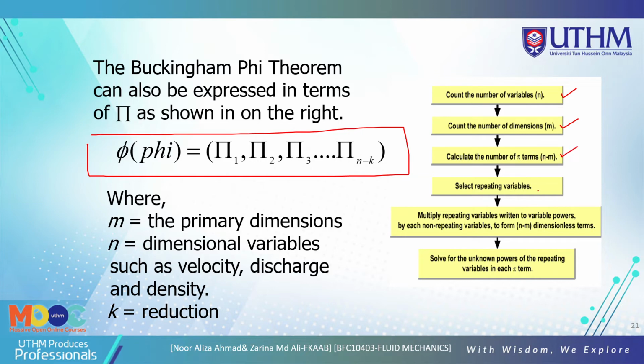Select repeating variables. The repeating variables are given, so no need to worry. Multiply the repeating variables, raised to unknown powers, by each non-repeating variable to form n minus m dimensionless terms. Then solve for the unknown powers of the repeating variables in each pi term. Here m is the primary dimension, and n is the number of dimensional variables such as velocity, discharge, and density, and k is based on the reduction.